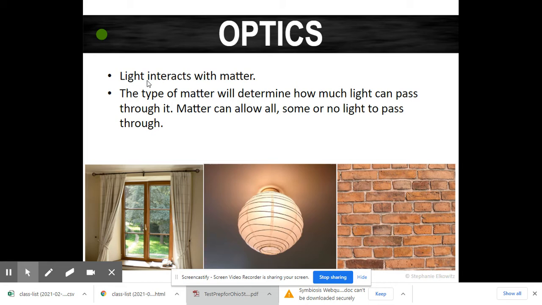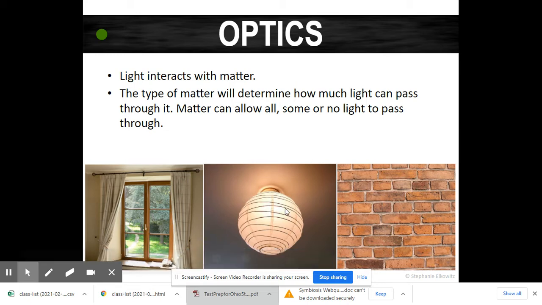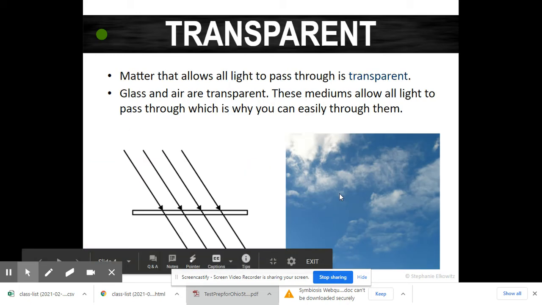So we know that light interacts with matter. The type of matter will determine how much light can pass through it. Matter can allow all the light, maybe some of the light, or no light to pass through. Okay, so like we look at the window example, is it going to let all the light, some or none? Then the brick wall.